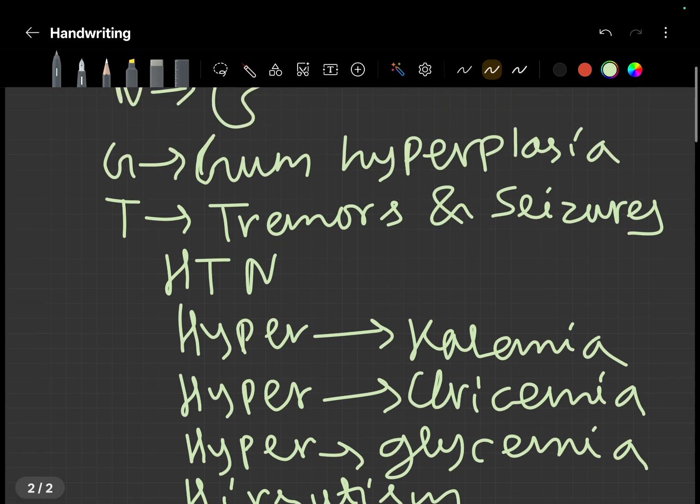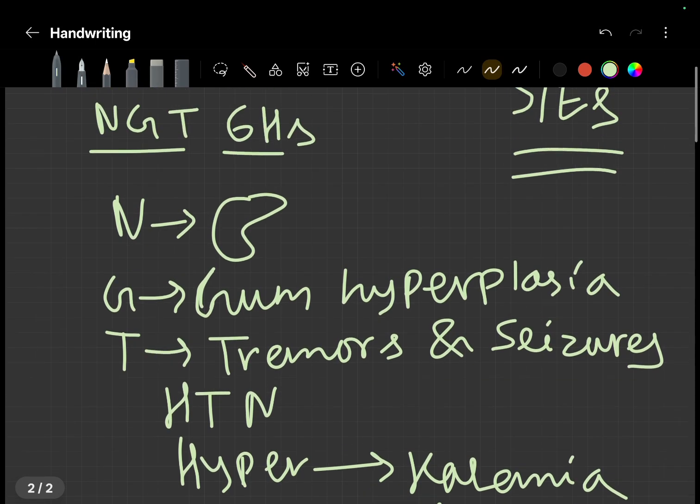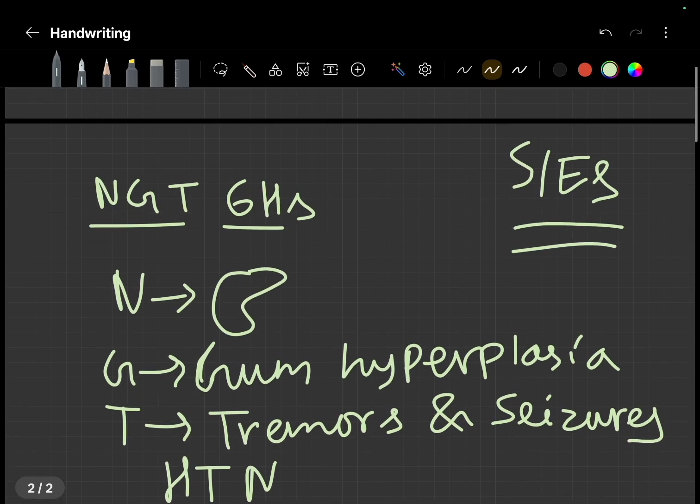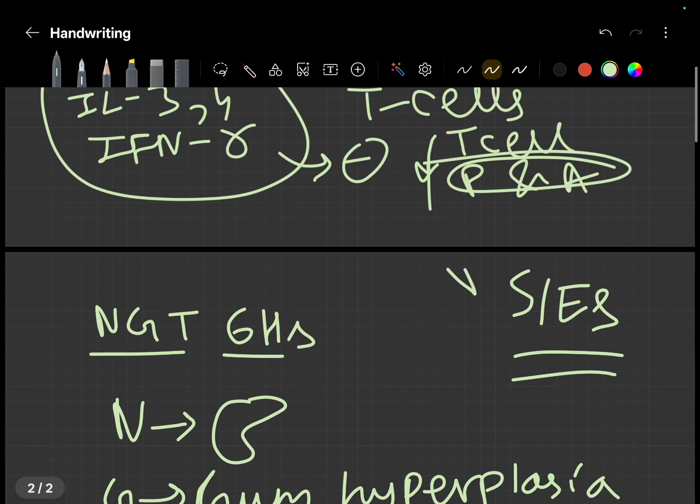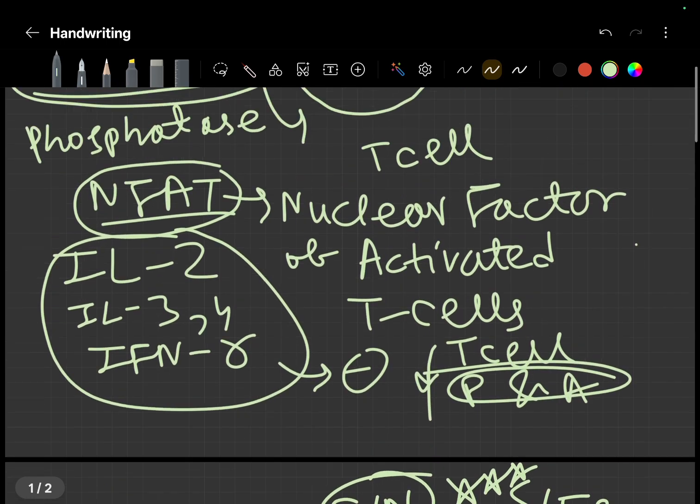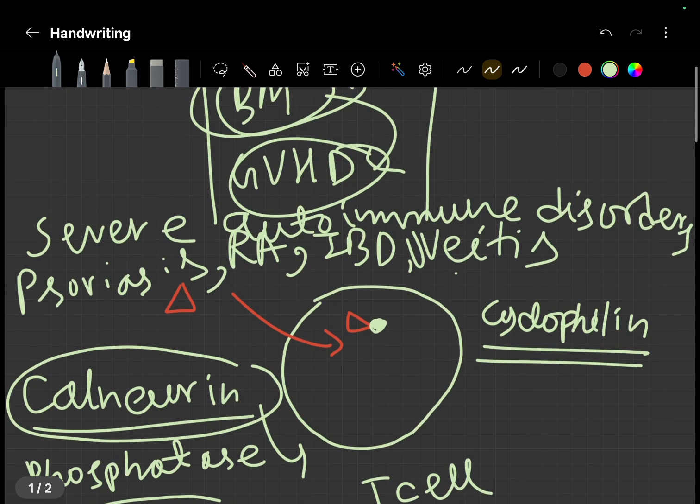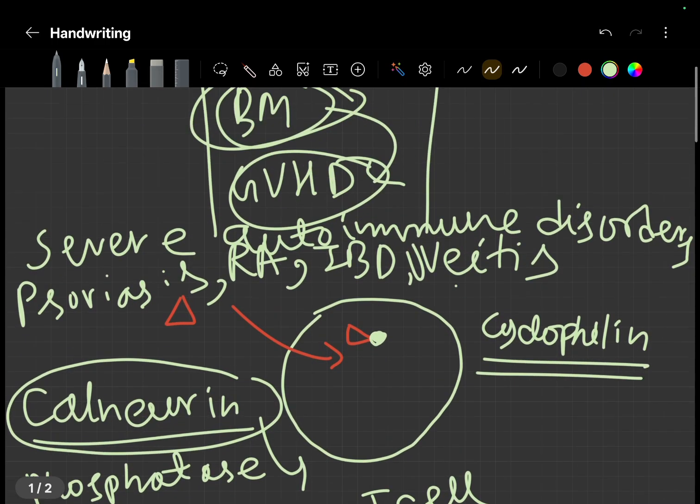So the mnemonic is NGT 6H. These side effects are very important. They act as a short note. So we learned about the mechanism of action, the uses, and the side effects.